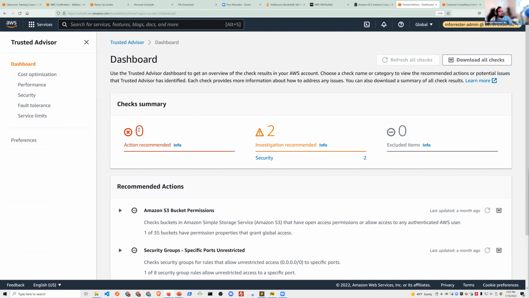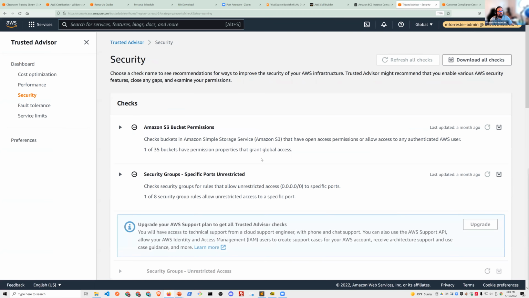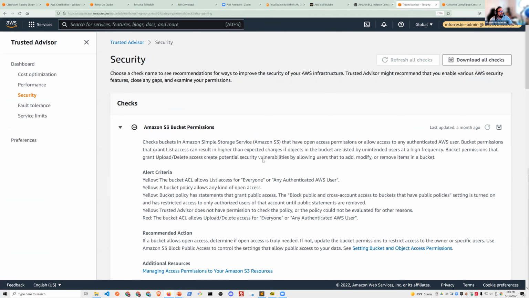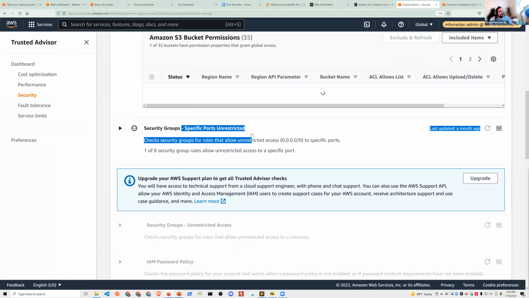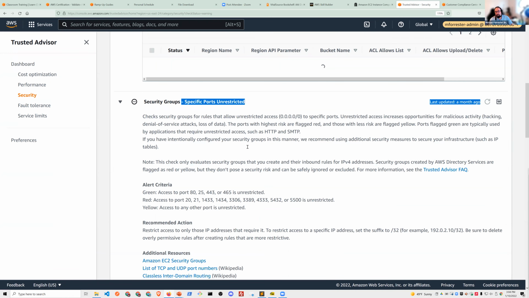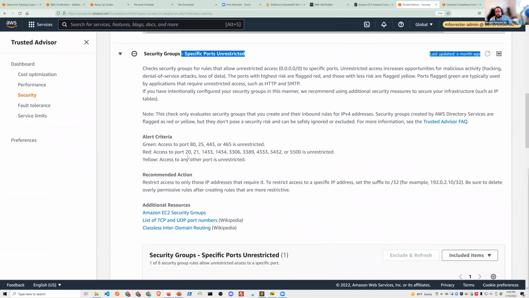Oh, I have 0, by the way, recommended actions, but I have a couple of security investigations. Looks like one of my big buckets is wide open, which is true. I actually did that on purpose, right? And then I have another one where the specific ports are unrestricted. That seems problematic. Probably want to look at that, right?